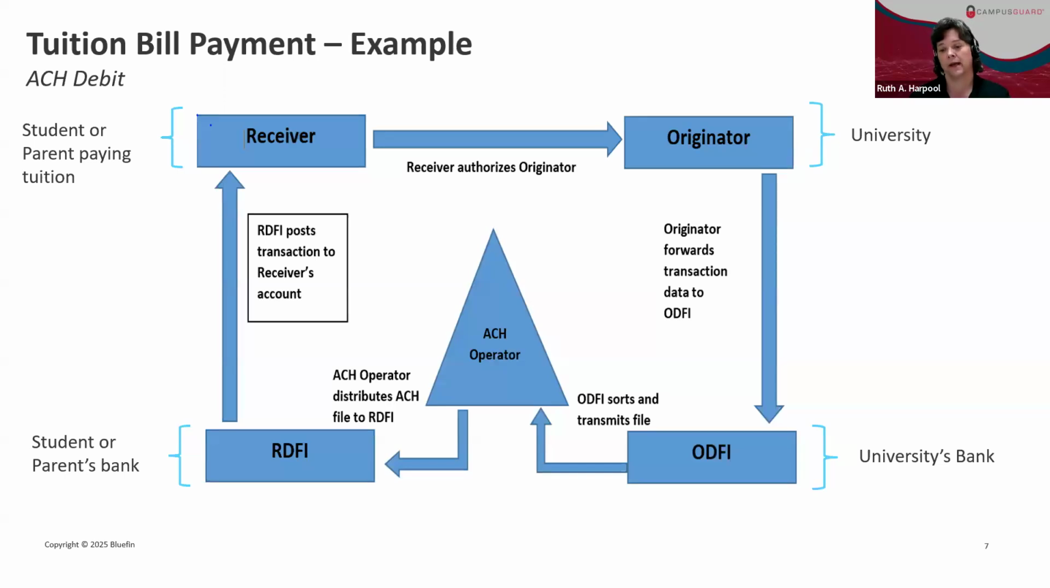If this were a payroll example, nearly everything on this screen would be the same except where it says student or parent paying tuition, it would say employee receiving pay. They would still be the receiver. Okay. Hope that makes sense. Yeah. It does. Terry, let's roll on to the next one, and I'll tie her in here.